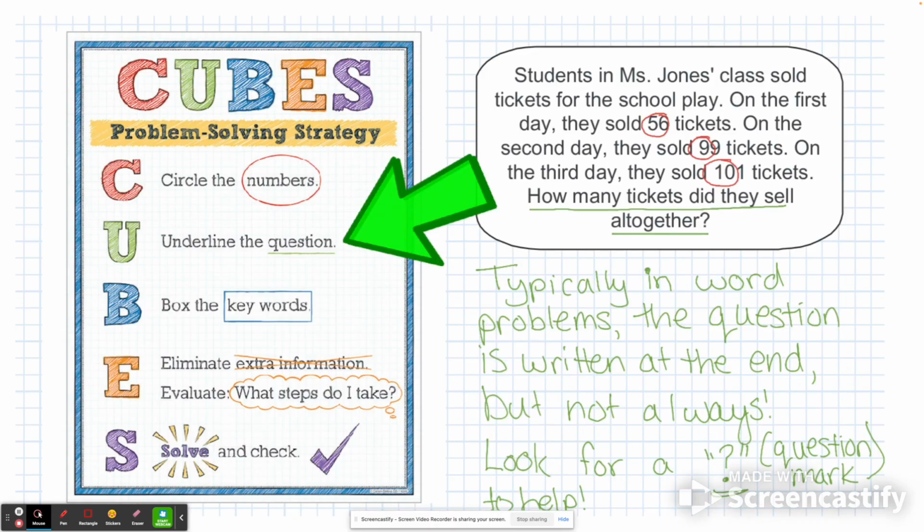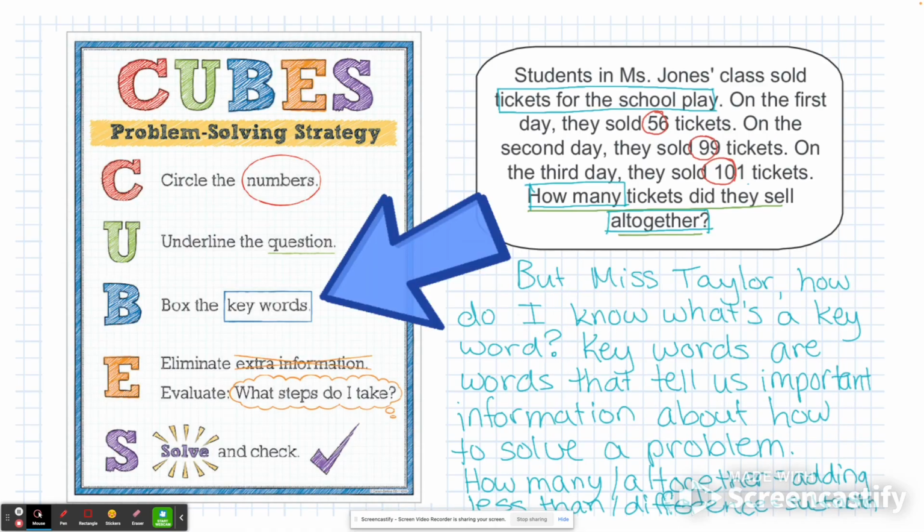Next up, we have underline the question. So here, we need to figure out what the question is and what it's actually asking us to do. Now, typically in word problems, the question is written at the end, but not always, so keep an eye out for that. We can look for the question mark at the end of the sentence to really help us know if there is a question there.